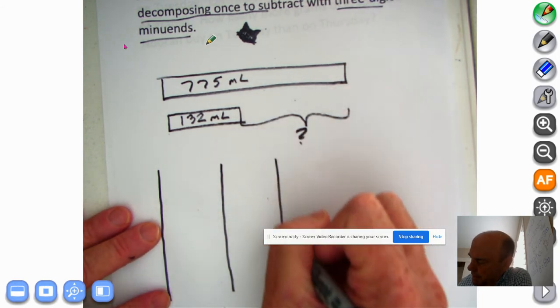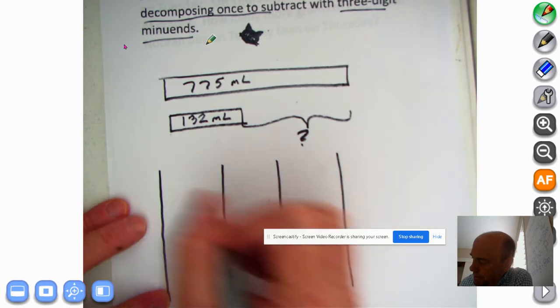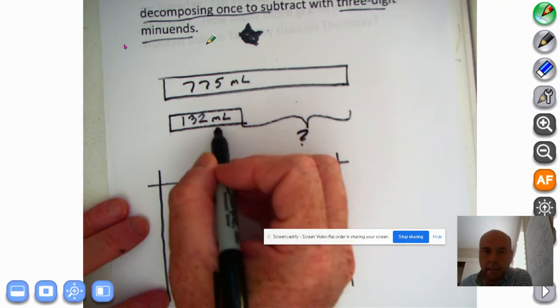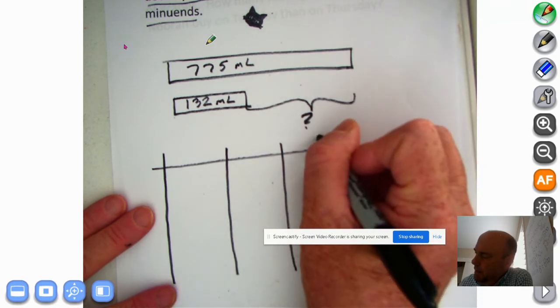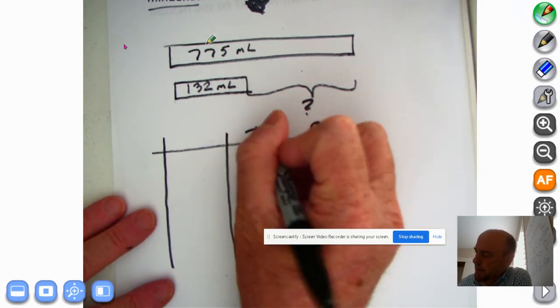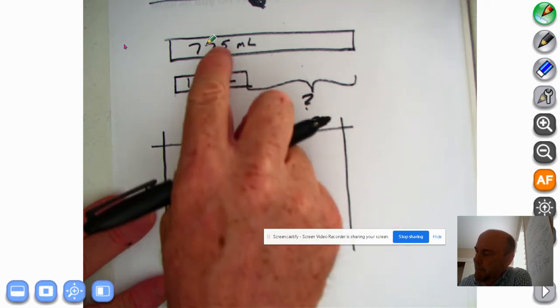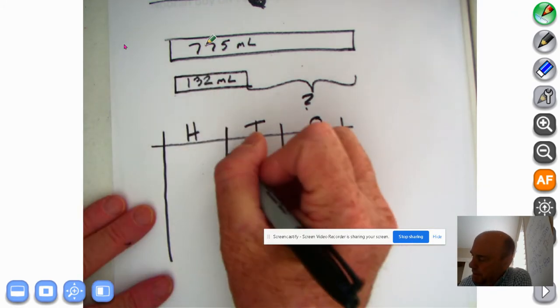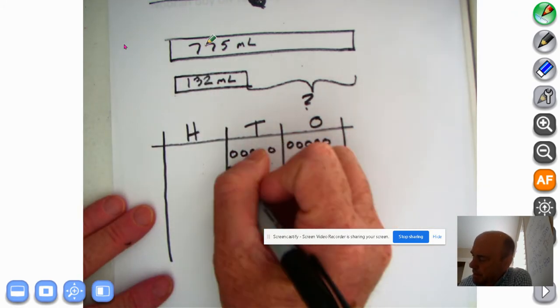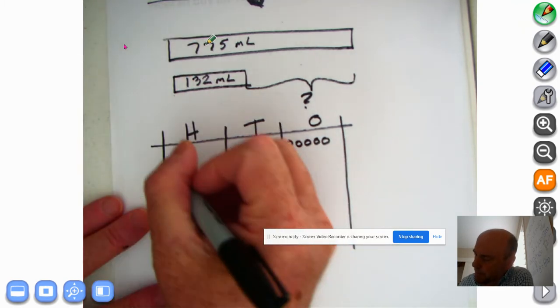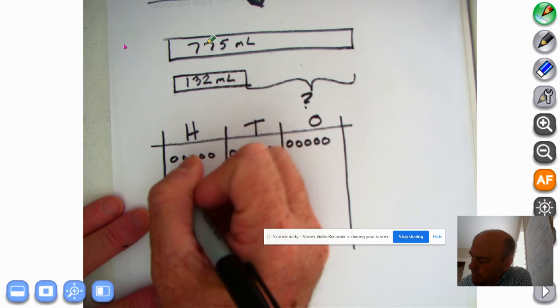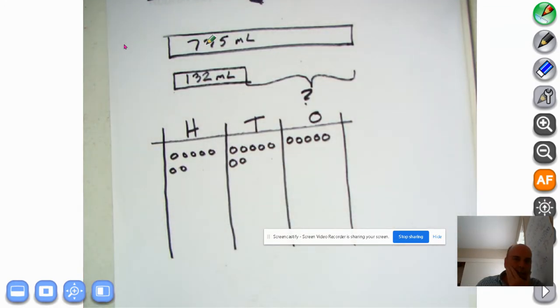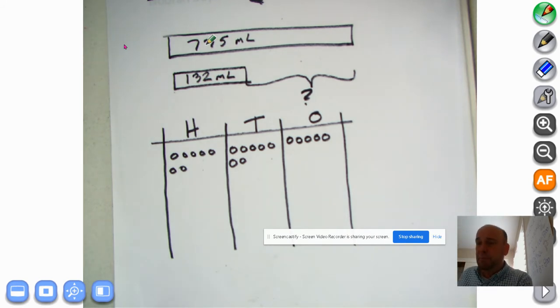And I'm only going to do hundreds, tens, and ones because we're starting off in the hundreds. And we're subtracting this amount to see how much she drank. So we have ones, tens, hundreds. How many ones? 1, 2, 3, 4, 5. How many tens? 7. 1, 2, 3, 4, 5, 6, 7. How many hundreds? 7. Okay, we're subtracting 132 to find out how much water our friend Tara drank on her hike to nowhere. She just meandered about.